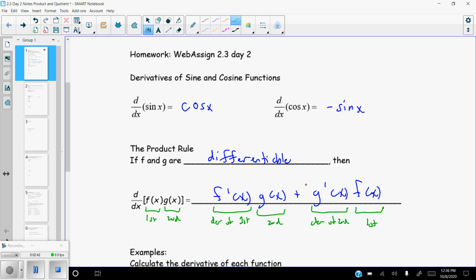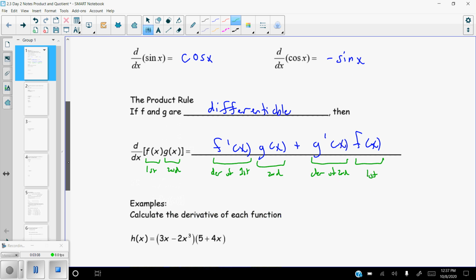Now, because this symbol in the middle is a plus, the order doesn't really matter. Technically, I could have done the derivative of g times f first and then added that to the derivative of f times g. I can do it in either order with the product because it's an addition, so order doesn't matter. The reason I do it like this is going to become apparent when we get to some of the next rules. So let's go ahead and see if we can actually apply this rule.